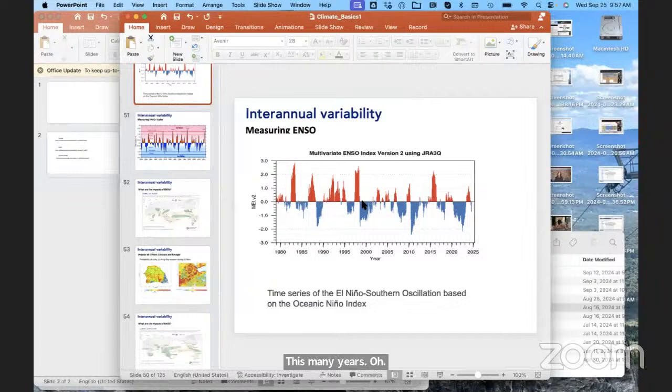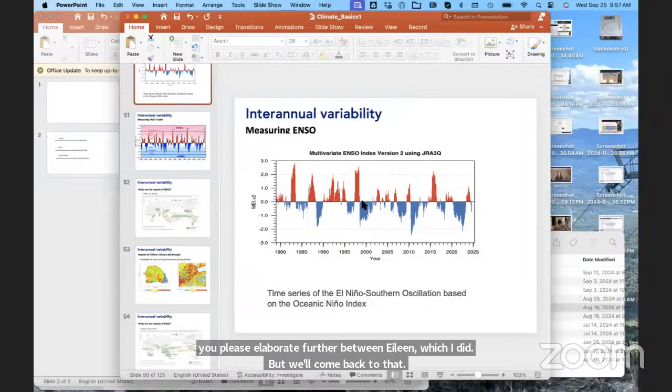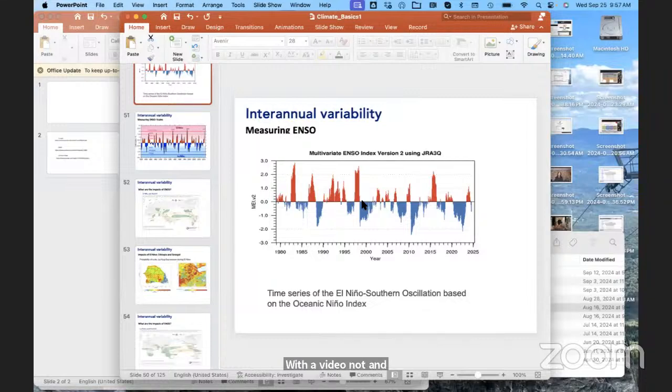Could you present the last slide? Or I did. What is the average return? Okay. Can you please elaborate further on the difference between El Niño and La Niña? I did, but we'll come back to that with the video, not now. What could explain why it was wasted? Okay, that's what I said earlier.